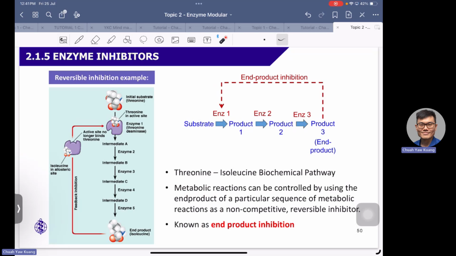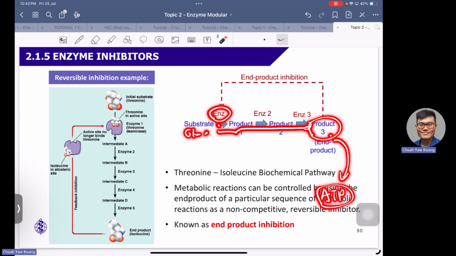So how does the body control that? How does the body stop the enzyme? Because the enzyme is there, it's always working. So how to stop that is basically like this: end product inhibition. For example, you have glucose. Your enzyme 1 will work on it, break the glucose, then it goes through glycolysis, and becomes the end product. Then this end product will be used to form the ATP in the Krebs cycle later.